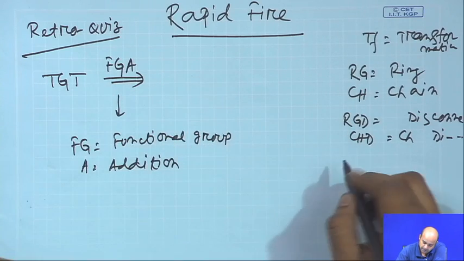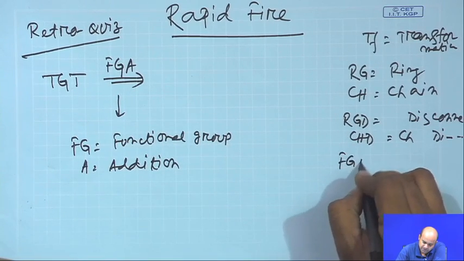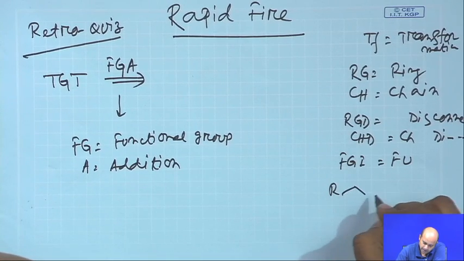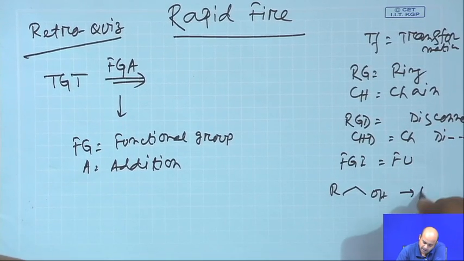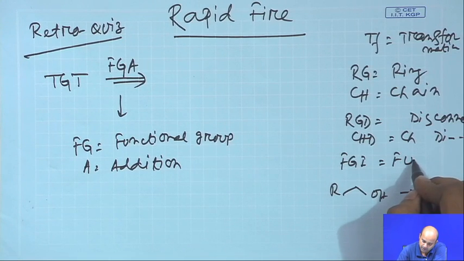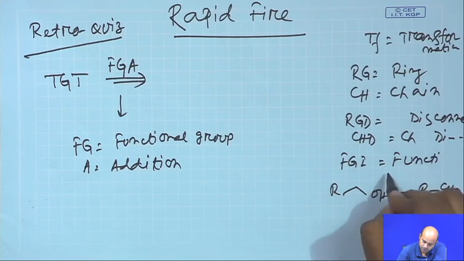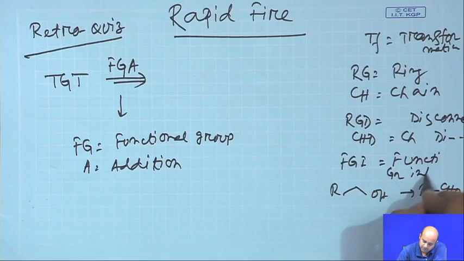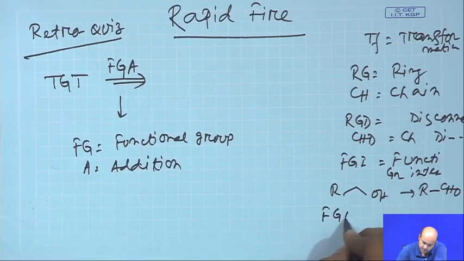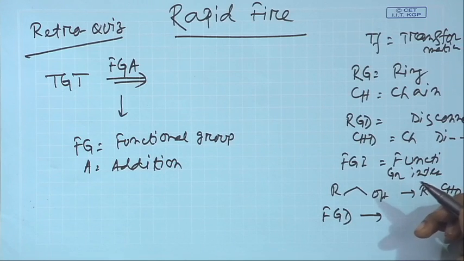So, these are the common terminologies we will often be using. TGT, all of you know, is target. This terminology is called FGI, functional group interconversion. Let us say you have an alcohol and you are making it an aldehyde. That gives you a functional group interconversion. There are other terminologies like FGD, where D stands for functional group disconnection or functional group deletion.